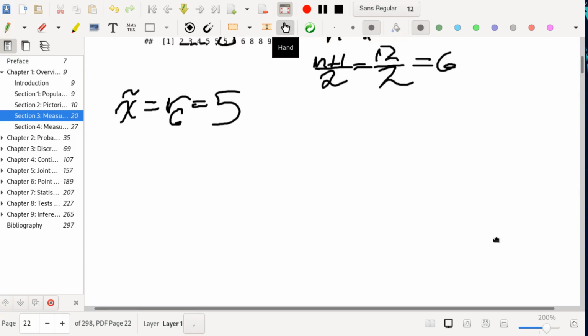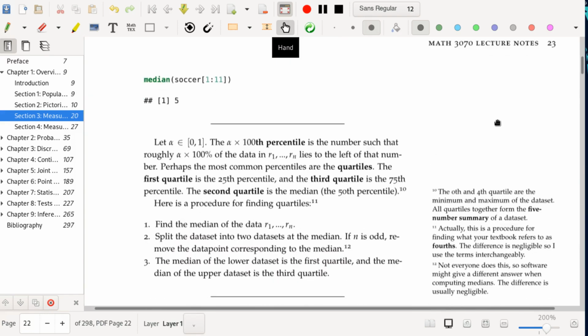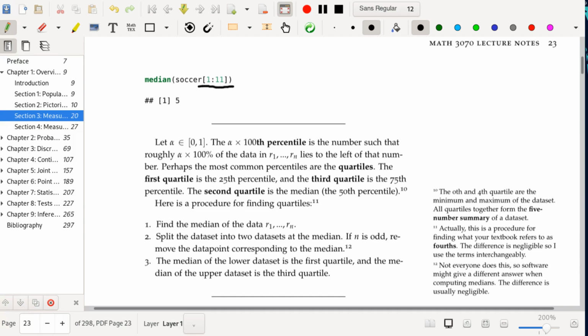If we were to look at some R code, there is an R function called median. Given that data set, by the way, I didn't mention this before, this square bracket stuff is subsetting notation. It basically translates to: get all observations between the 1st and the 11th in this data set. Remember that the data set itself is not ordered, so we're just getting observations x1 through x11. I just feed that vector to the median function, and it tells me that the median is 5.